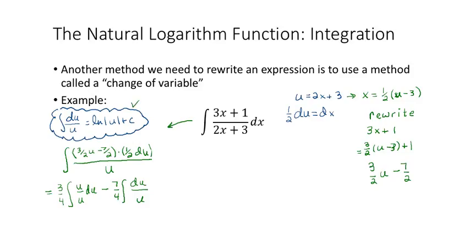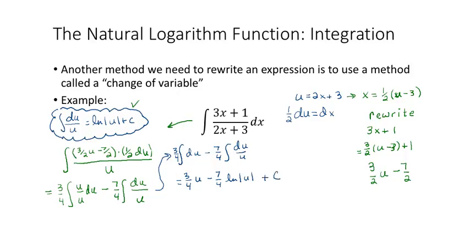And so let's go ahead and rewrite our integral one more time over here just to make it a little bit easier to see. We're actually integrating now the expression 3/4 of du minus 7/4 of the antiderivative of du over u. And now making that replacement again, making that leap, we get 3/4 of u minus 7/4 the natural log of the absolute value of u plus our constant.